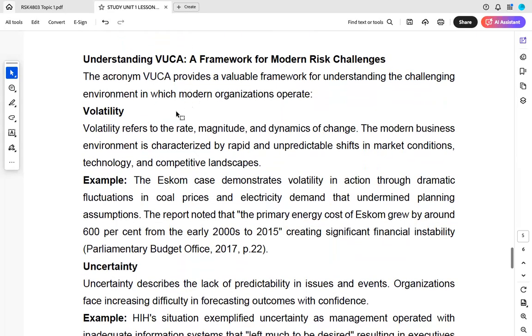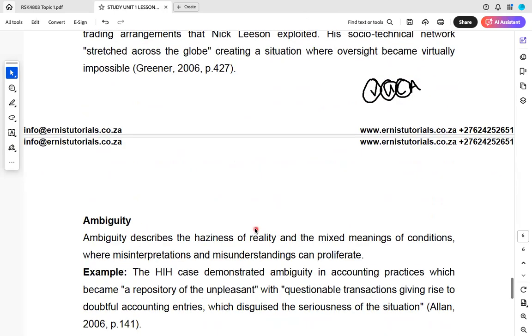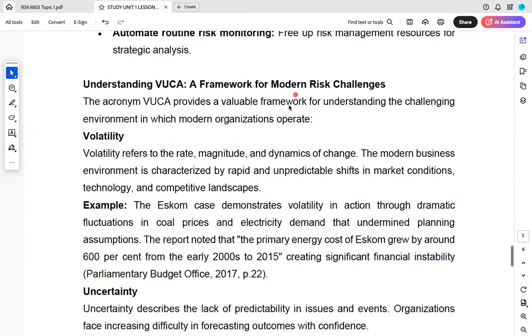So the VUCA article is an important article which says that if we look at the environment that any organization faces, the environment has volatility, it's got uncertainty, which is the U. It's also got complexity, which is the C, and it also has ambiguity, which is the A. So the environment in which a business operates is exposed to these four elements, which are known as VUCA, and they are parts of the risk environment that an organization is faced with.